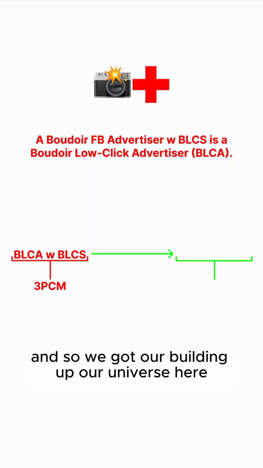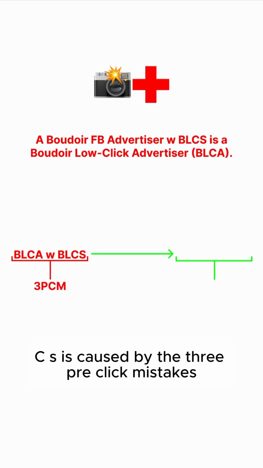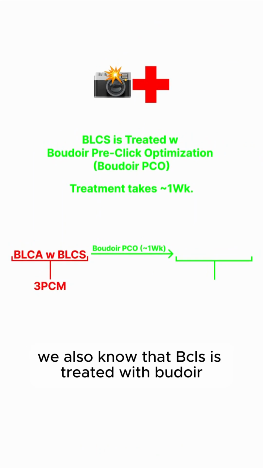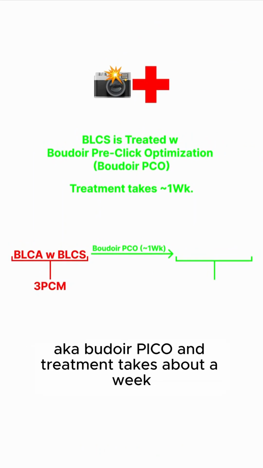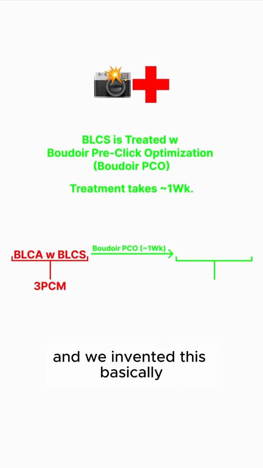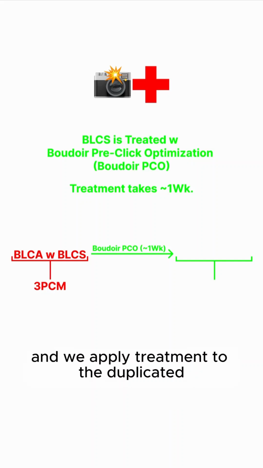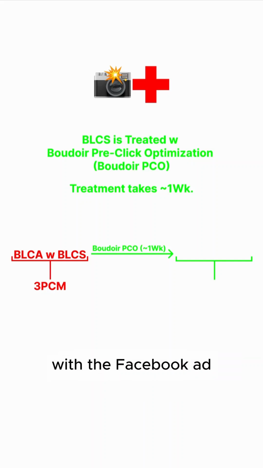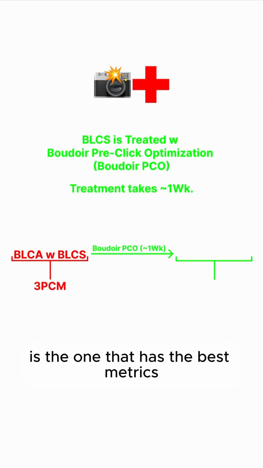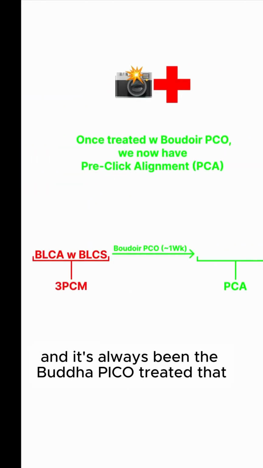And so we're building up our universe here. We got a BLCA with BLCS caused by the 3 pre-click mistakes. We also know that BLCS is treated with Boudoir pre-click optimization, aka Boudoir Pico, and treatment takes about a week. And we invented this. Basically, we leave the current ad, we duplicate it, and we apply treatment to the duplicated Boudoir Facebook ad. It takes about a week. Then after a week, we keep running whichever one has the best metrics. And it's always been the Boudoir Pico treated ad.